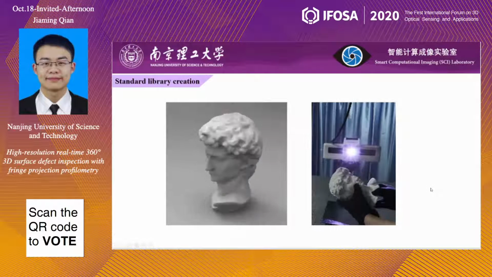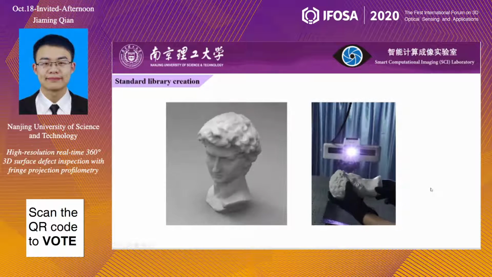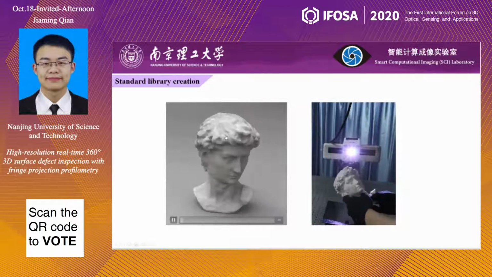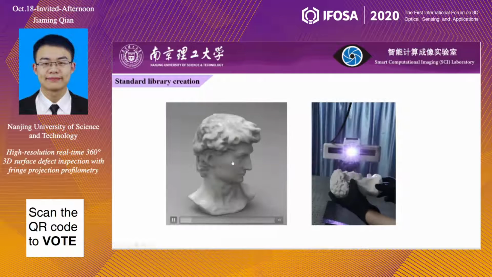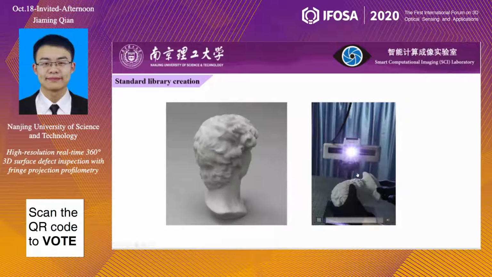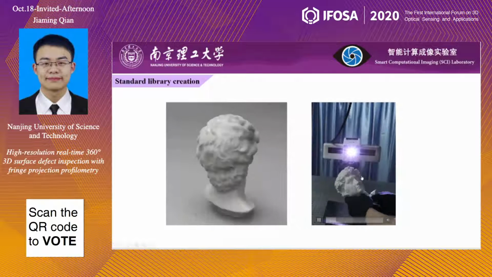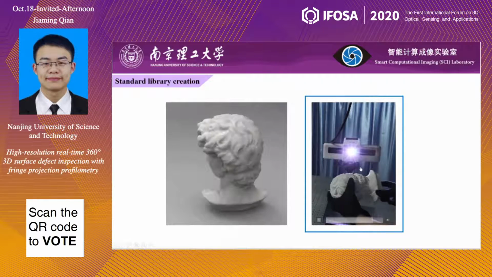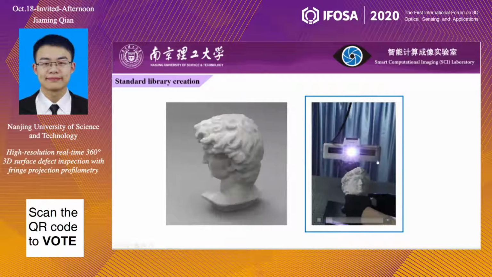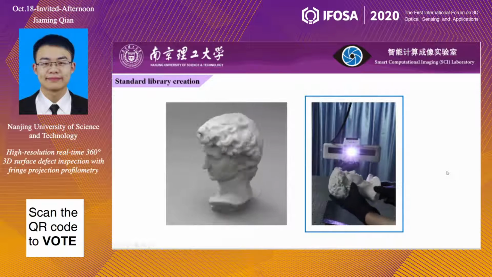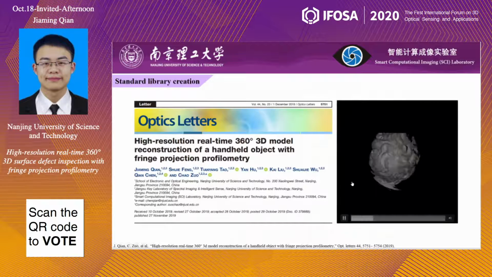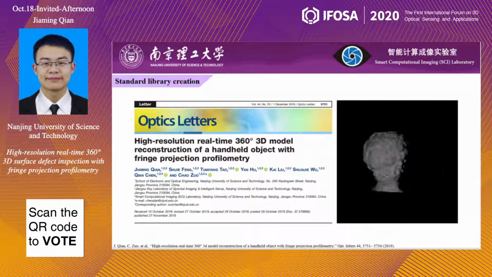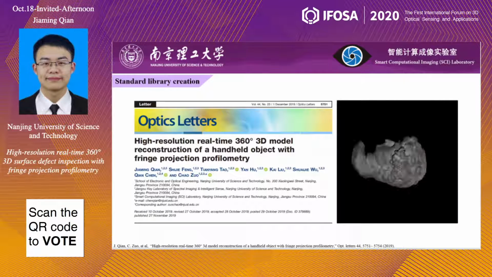To perform inspection, there must be a standard reference, which is usually an existing CAD model or a complete scanned 3D model of a standard object. In this work, we focus on the latter to create the standard library. To this end, our previous work, a high-resolution real-time three-dimensional model reconstruction method, is utilized.